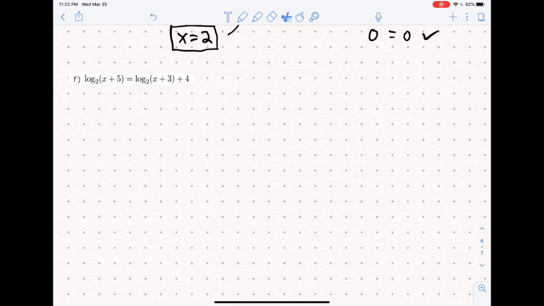Part F. Let's take a look at this one. So here we have a log in base 2 equal to a log in base 2, but it's not simply log equals log. This log has something added on the other side. And that means that we cannot simply drop the logs and set the things inside equal, because what about this plus 4 hanging around out here? So this leaves us with a little bit of a dilemma, a conundrum.